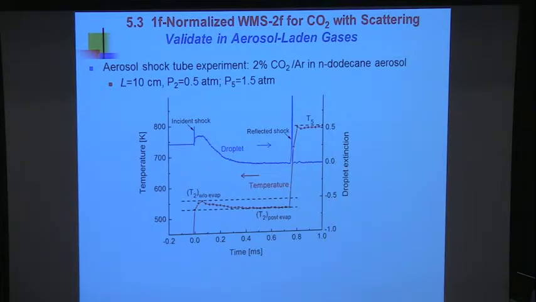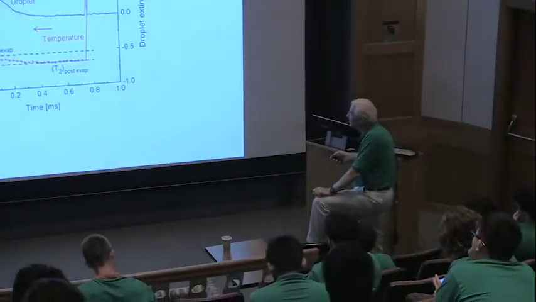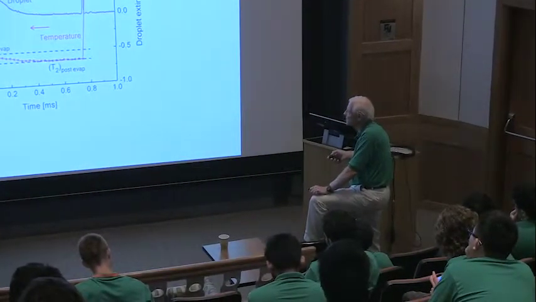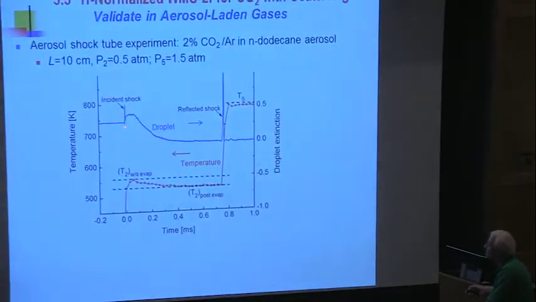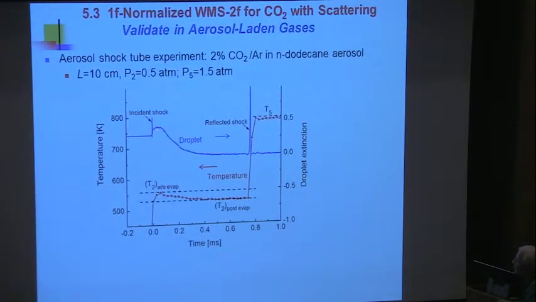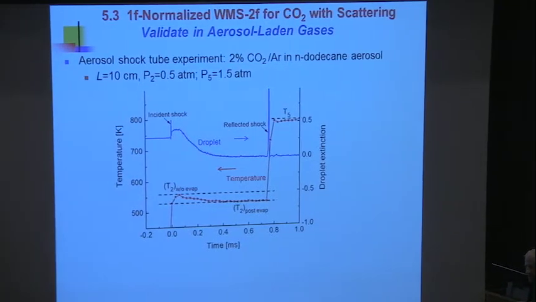The droplets evaporated. The blue signal is the measurement of the droplet loading versus time. Here's the initial droplet loading. They're compressed by the density jump across the incident shock wave, and then the extinction goes to 0. This is the return of the reflected shock wave. The extinction is 0 because there's no longer any droplets.